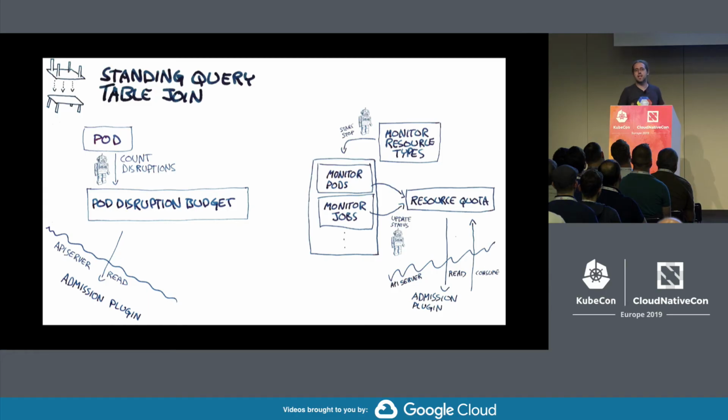They're doing things that you can't do in an admission plugin because you don't want to do a linear scan over all the resources in the cluster before admitting a pod, right? You need to cache that. That's what these controllers are for.